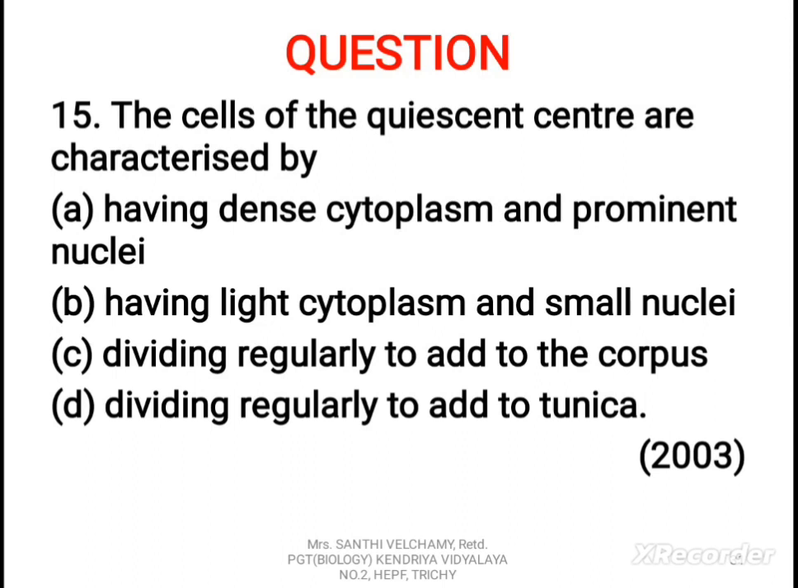Now let us see the correct answer. So the correct answer is B, having light cytoplasm and small nuclei. So in the apices of some roots, there is a central region of cells which normally does not divide. This central inactive region is known as the quiescent center. Now let us go to the next question.